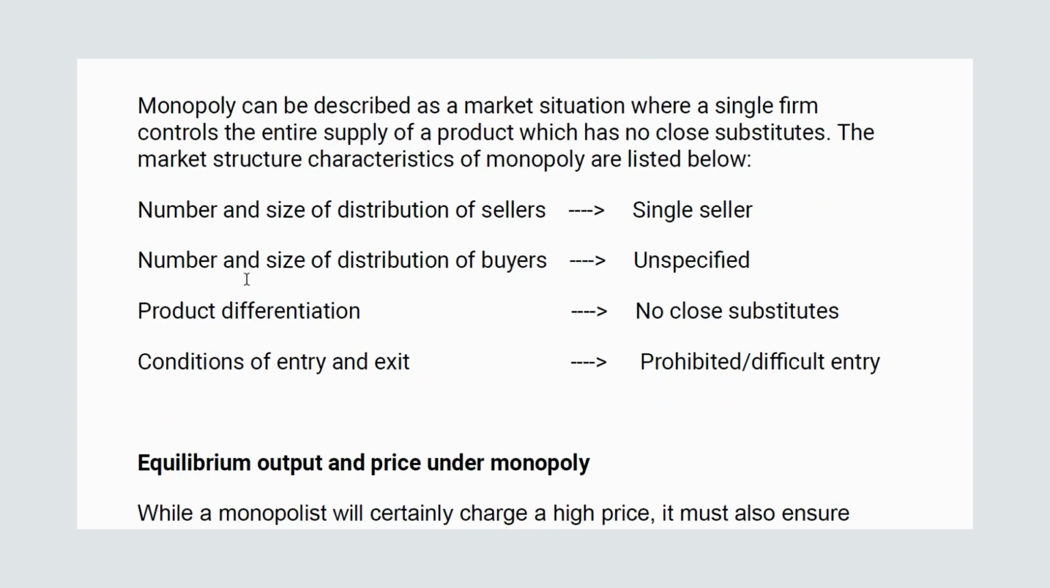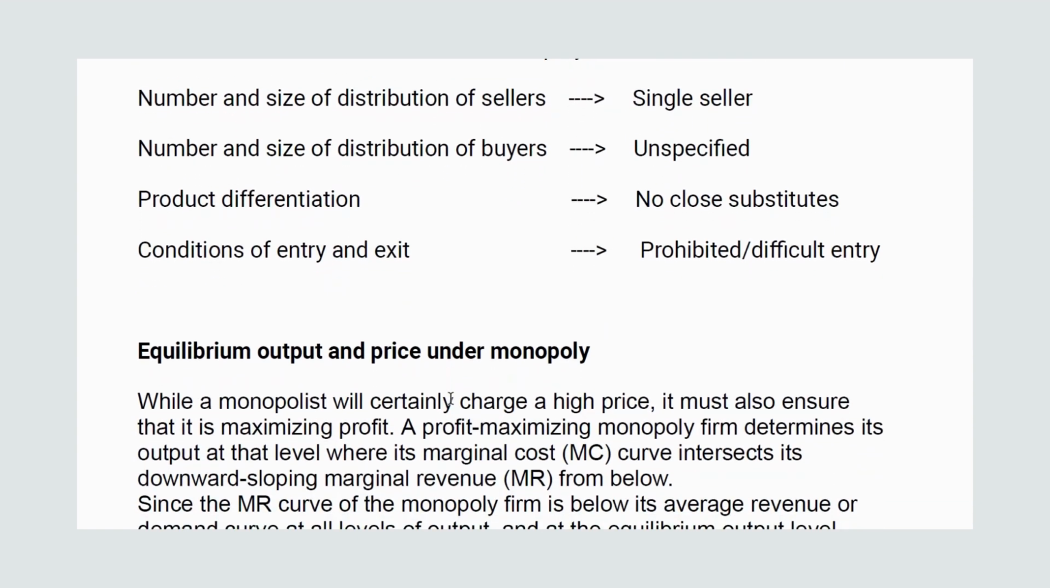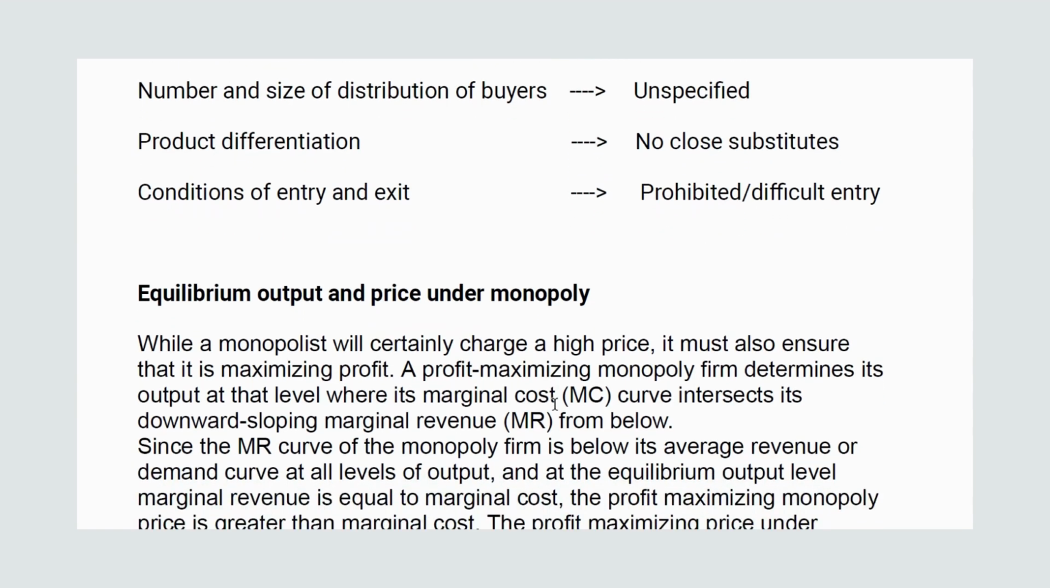So the main characteristics of monopoly: the number and size of distribution of sellers, there is only a single seller, right? And there are no close substitutes. The number and size of distribution of buyers is unspecified. And is there free entry and exit? No, for the conditions of entry and exit, entry is prohibited or very difficult.